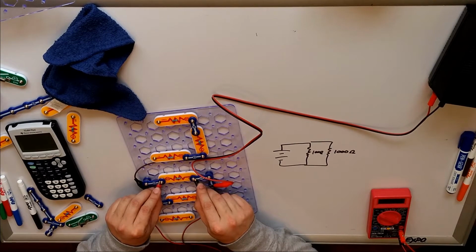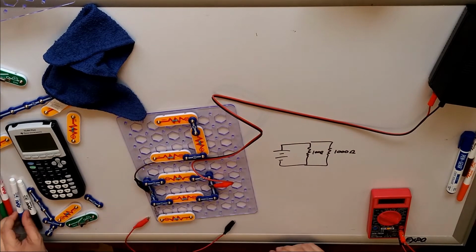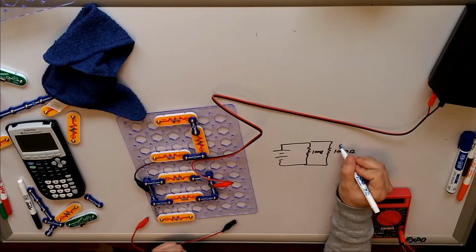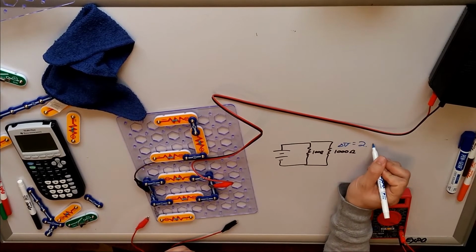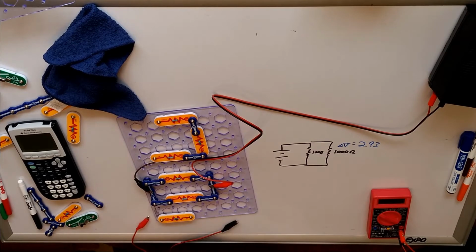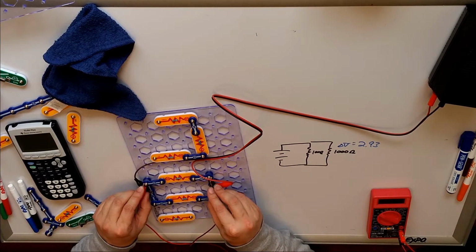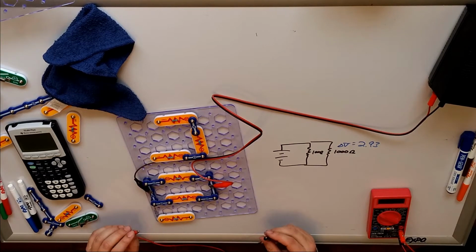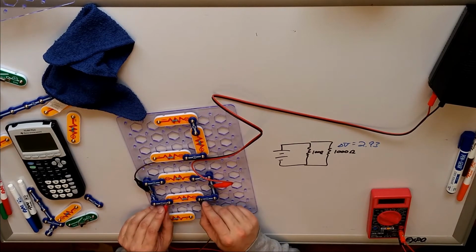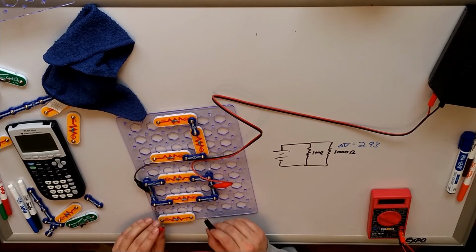Got about 2.93. Okay. Delta V equals 2.93. Great. If I try it on the outside edges here, it's actually about 2.93. Okay, great. If I try it here on the 100 ohm, well, that's weird.